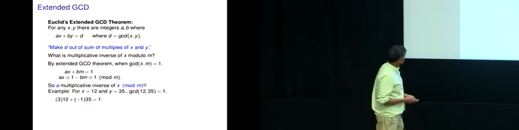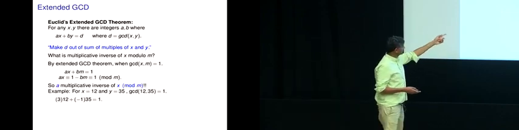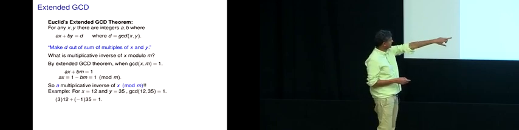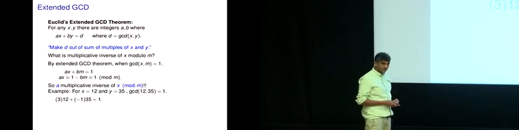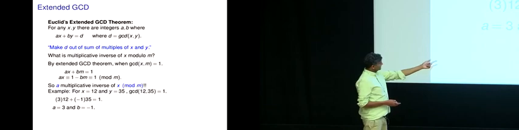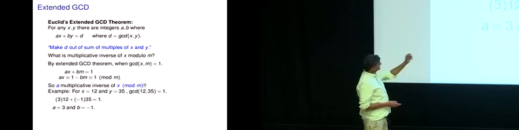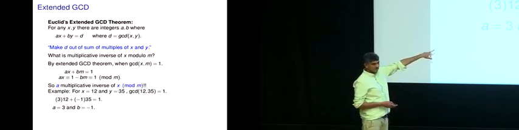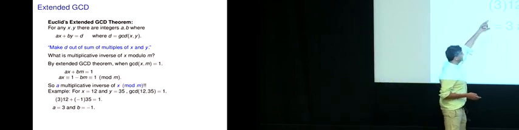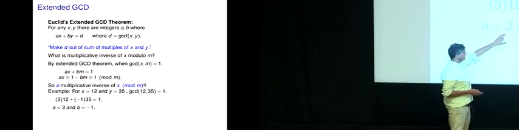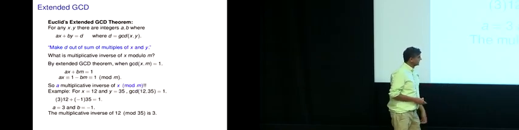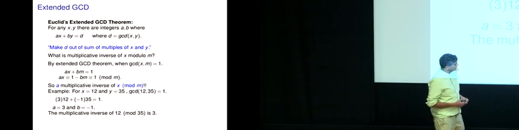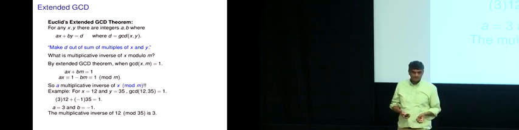Okay, so for x and y, this is an example solution. I'm taking 12 and 35. So 3 times 12 plus negative 1 times 35 is equal to 1. Okay? So a equals 3, b equals negative 1. So now what's the multiplicative inverse of 12 mod 35? It's a, which is 3. Is that true? 3 times 12 is 36, which is 1 mod 35.